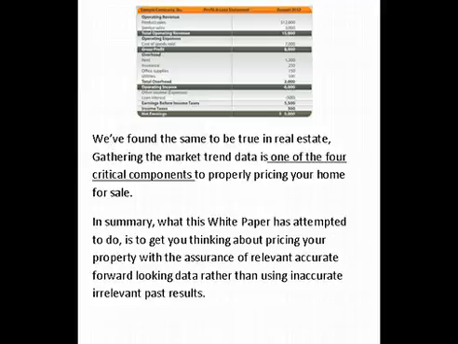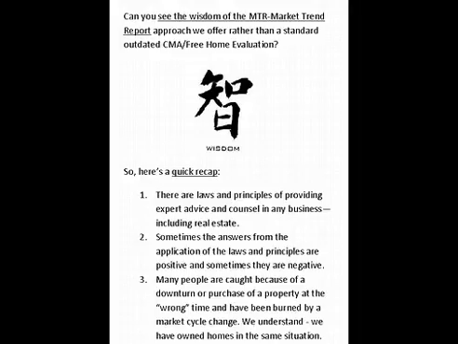In summary, this white paper has attempted to do this. It's about getting you to think about pricing your property with the assurance that you've got the relative and relevant, accurate, forward-looking data rather than just using some inaccurate or possibly irrelevant past results. So, can you see the wisdom of using the market trend report rather than just a CMA or a free home evaluation? Let's recap what we're looking at.